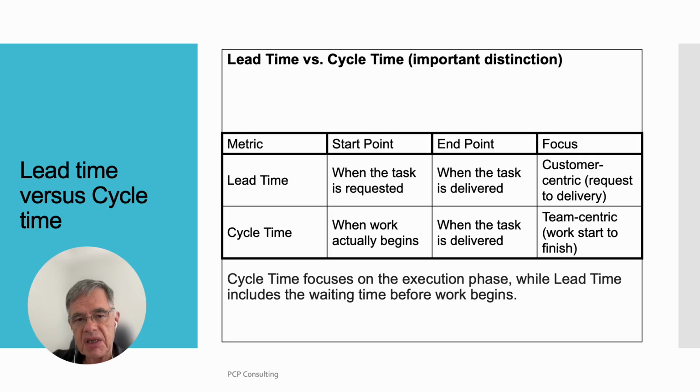Lead time versus cycle time. Important distinction. Column 1, metric. Column 2, start point. Column 3, end point. Column 4, focus. Lead time: when the task is requested, when the task is delivered. Customer-centric, request to delivery. Cycle time: when work actually begins, when the task is delivered. Team-centric, work start to finish.